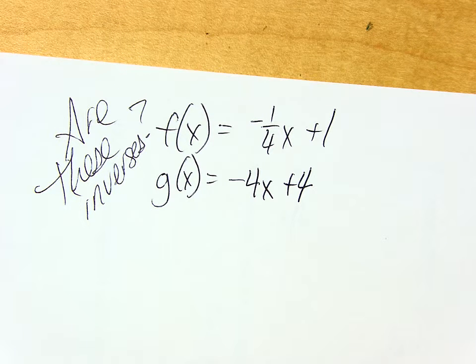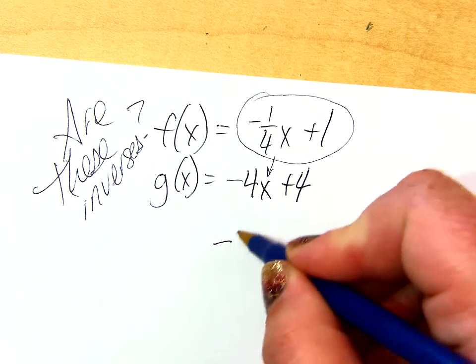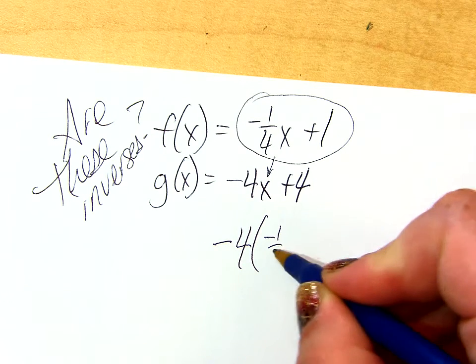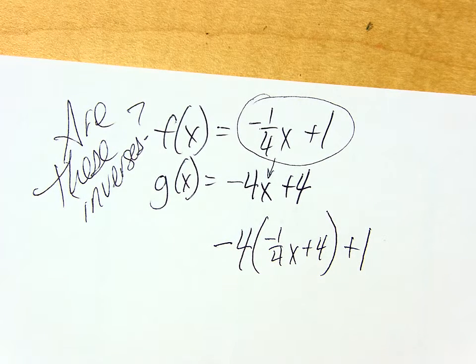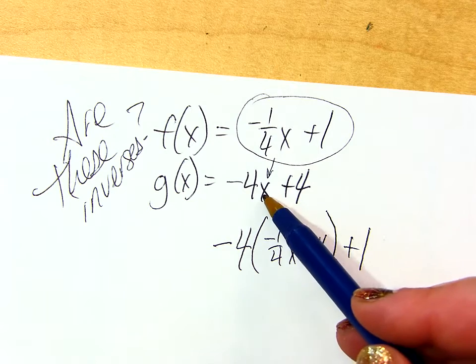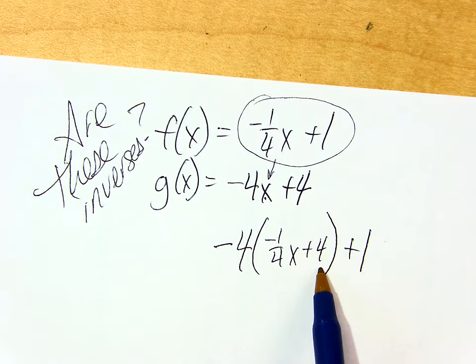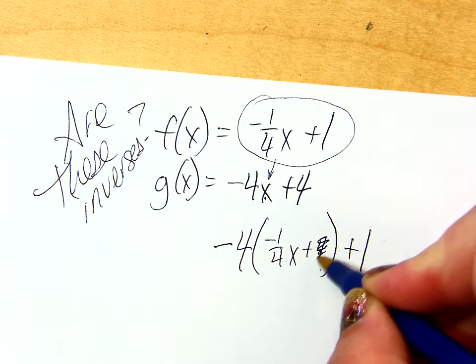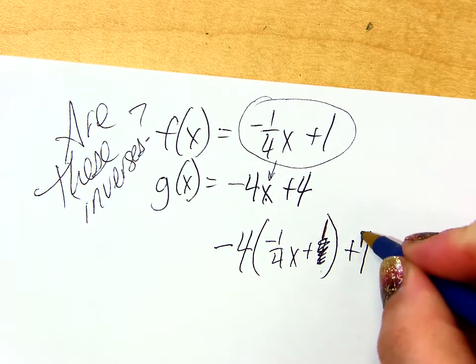All right, so I'm going to take one of them and put it into the other one. It doesn't really matter. Let's take this one and stick it in there. So I would do negative 4 times negative 1/4 x plus 4, and then plus 1. Does everybody see that? I took one function and stuck it in the other one. So I have negative 4. Shouldn't that be a 1 on the inside? Oh yeah, sorry, thank you. Good catch. And then this should be a plus 4.